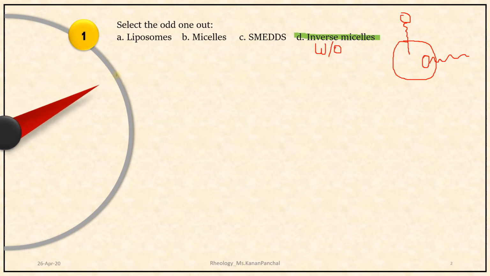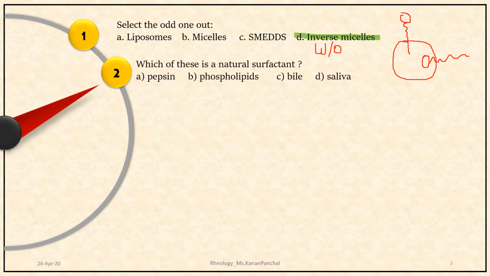Let us go to the second question. Which of these is the natural surfactant? Pepsin, phospholipid, bile or saliva? The correct answer is bile. Bile is the naturally occurring surfactant. It helps in the absorption of lipids.